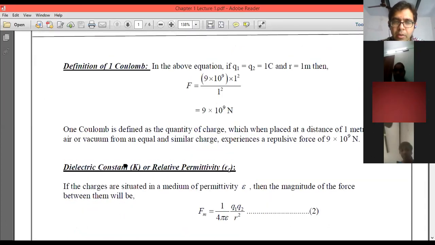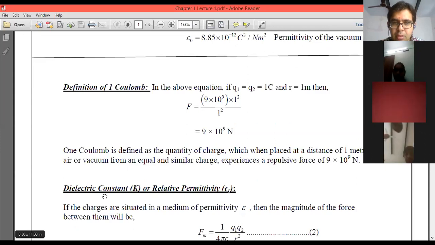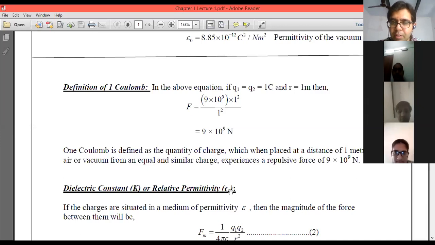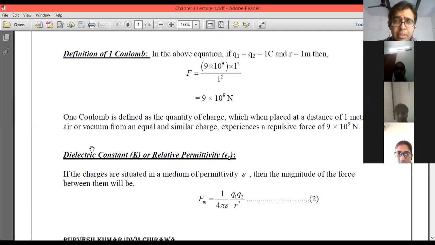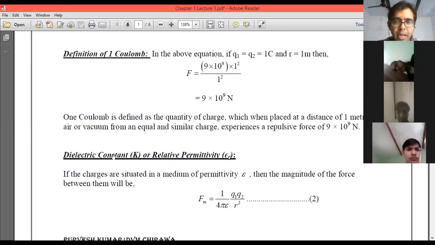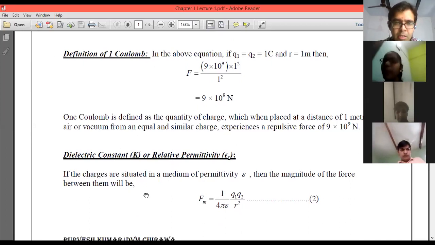Further, we are studying a very special quantity, that is dielectric constant or relative permittivity. When we use the term dielectric constant, it is represented by K. And when we use the term relative permittivity, it is represented by ε_r, where r is in subscript. Now let us define what this quantity, relative permittivity or dielectric constant, actually means.